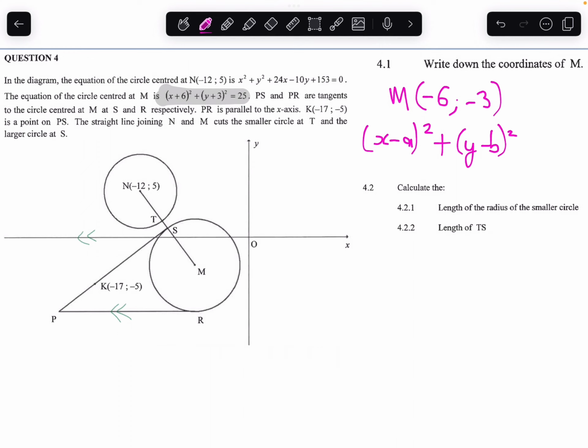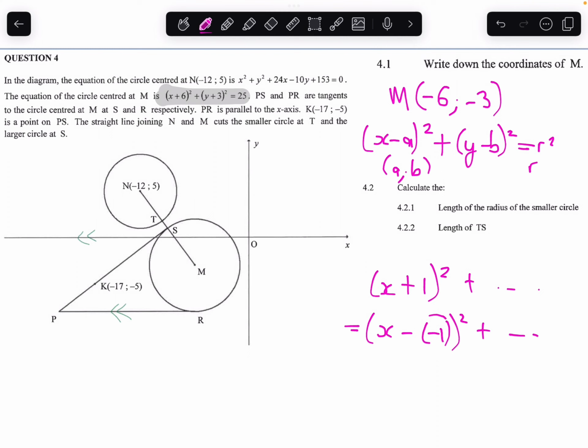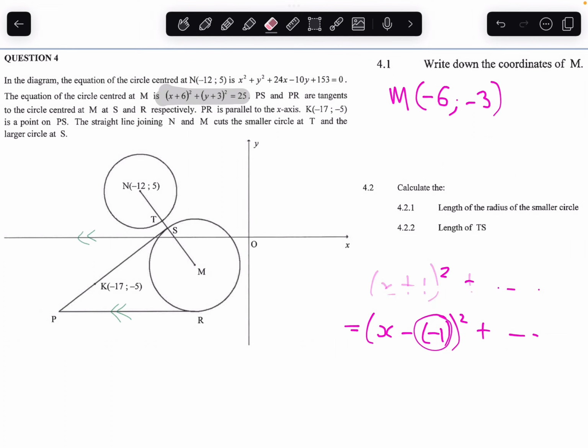circle, the standard form looks like this, where the center of the circle is (a, b) and the radius is r. So if we have x plus 1 squared, that's the same as x minus negative 1 squared plus whatever. So that negative 1 will be the x coordinate of the center. Right. Cleaning up, and some more cleaning up. Right, so we now know that the coordinates of M are negative 6 and negative 3.